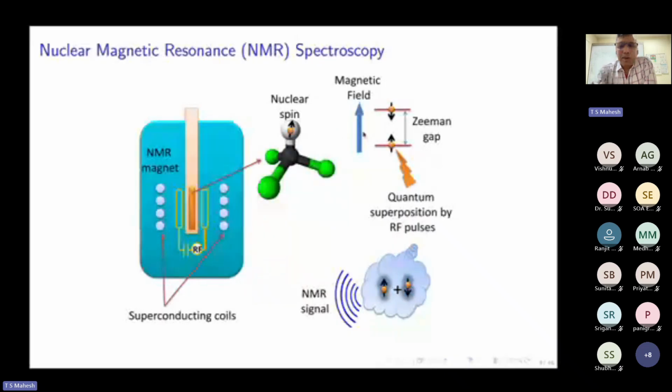So you have nuclear spin in the magnetic field with the resonance RF pulse. So we can prepare arbitrary superposition and get signal out of them. So this is the overall summary of the nuclear magnetic resonance quantum workshop.